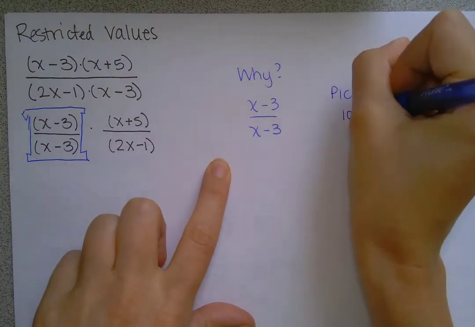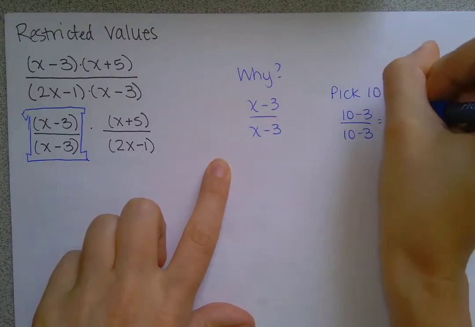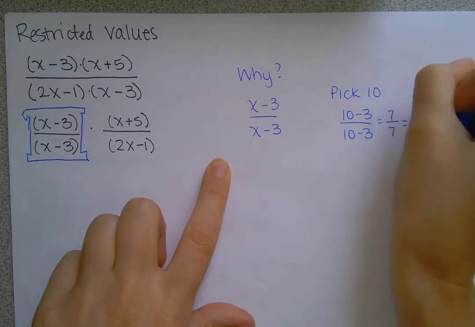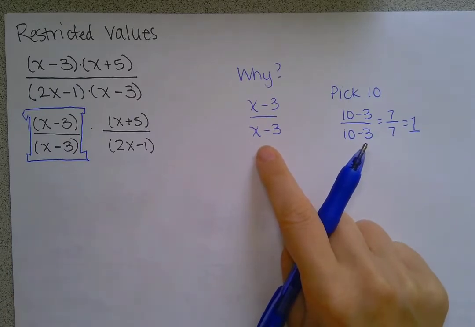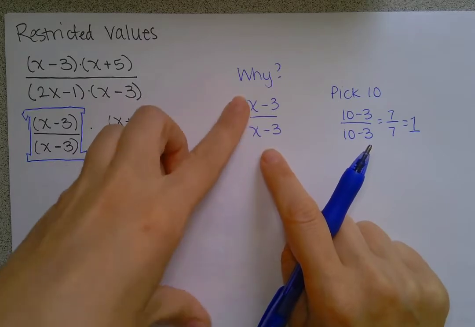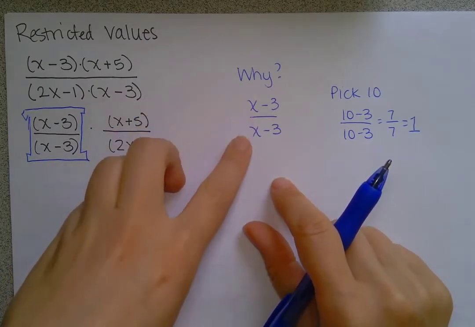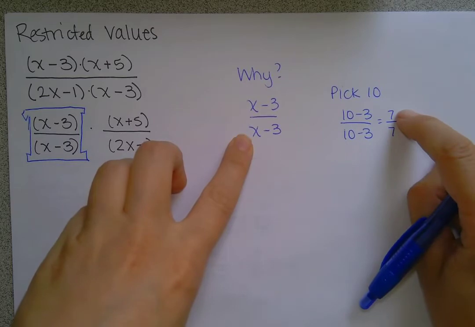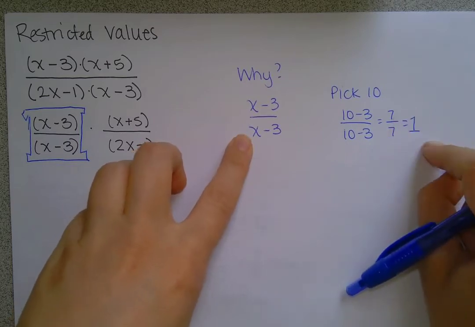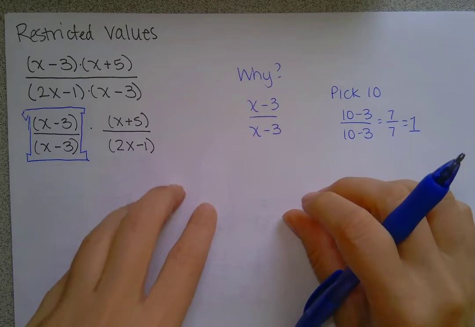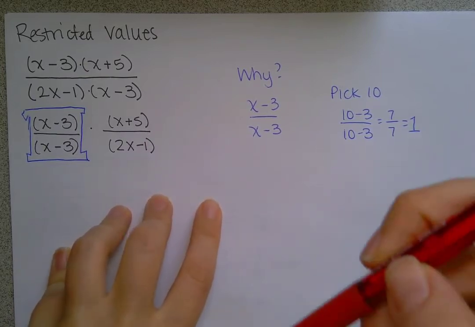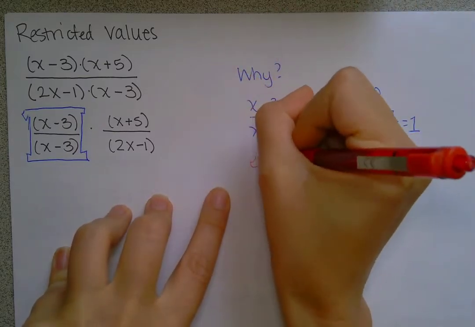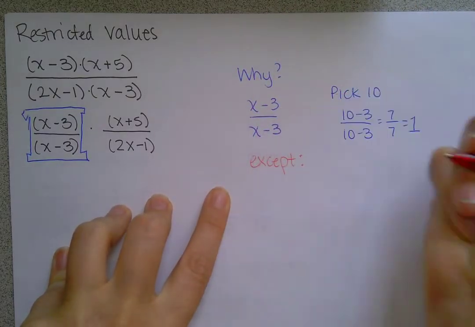We can see that 10 minus 3 over 10 minus 3 is 7 over 7, which equals 1. That would have worked for 52, 79. That would have worked for the square root of 3. For any number you can think of for x, if you plug it in to both places, you're going to get the same thing in the numerator and the same thing in the denominator, so it's going to equal 1. So it equals 1 all the time. Except, were you waiting for that but? Except, there is one small exception to it equaling 1.